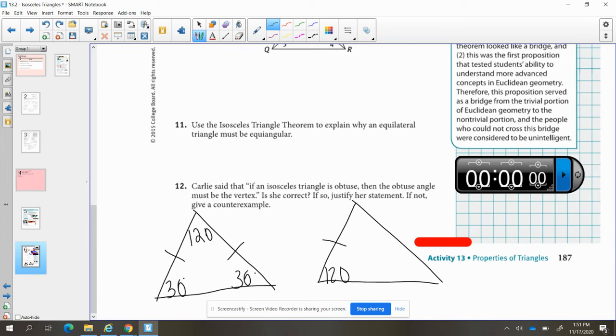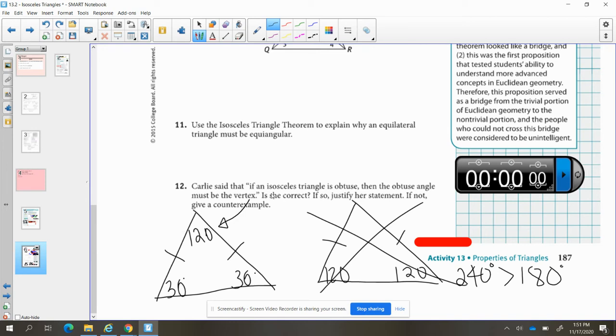remember these are isosceles, we know this would have to be 120 as well. Well, the problem here is this is too big. This is already 240 degrees. That's way bigger than the 180 degrees that we know this is. So if they give us a vertex angle that's obtuse, it has to be the vertex angle. It can't be the base angle.